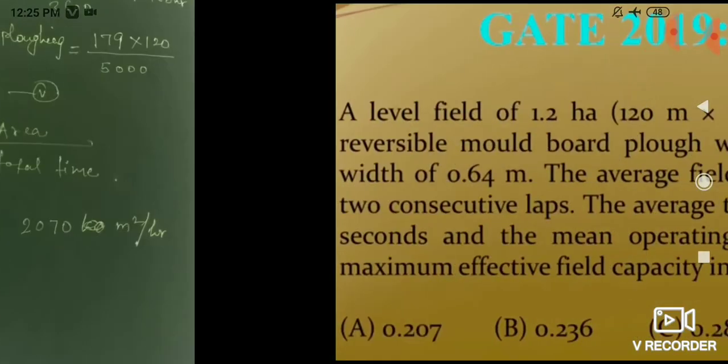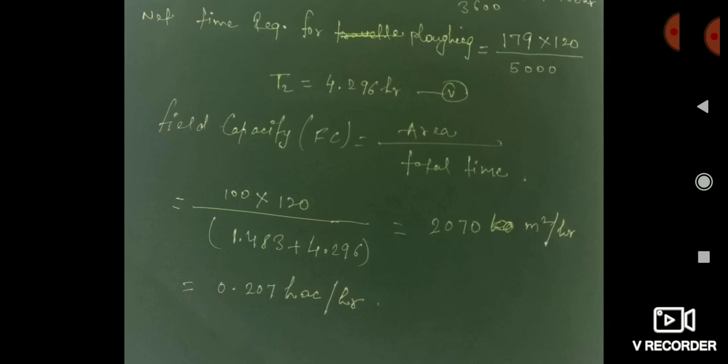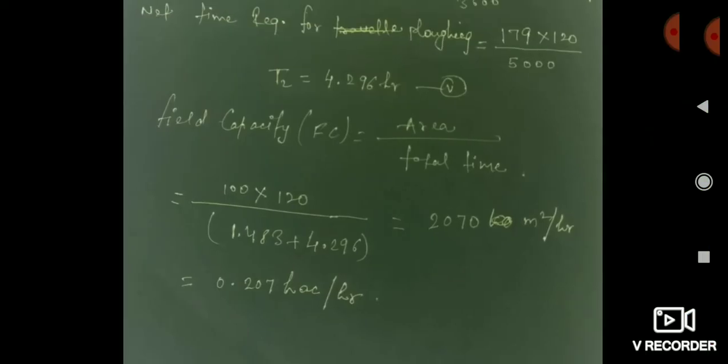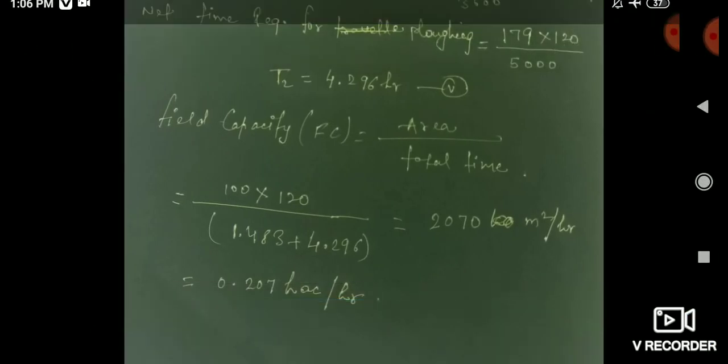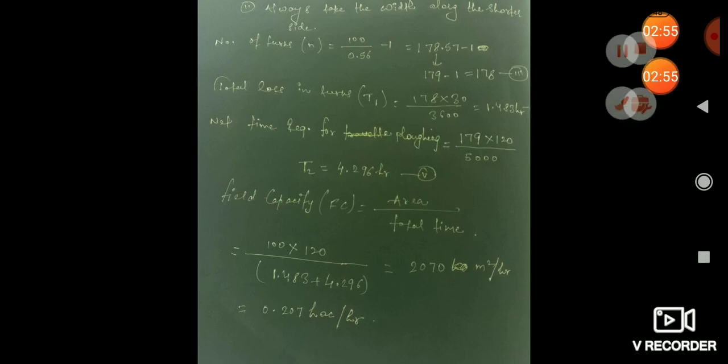And friends, now it is asking to calculate the effective field capacity. Field capacity is simply the area divided by the total time. Here the area of the field is 1.2 hectare, that is 100 into 120, divided by the total time, that is 1.483 plus 4.296. This is the total time. So you get your answer, 0.207 hectare per hour. That is the correct answer.